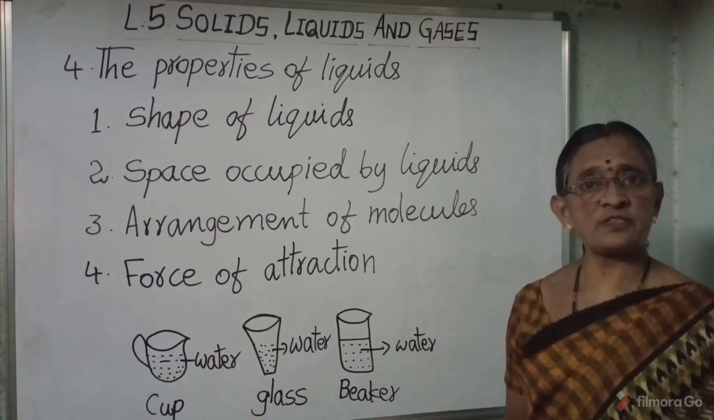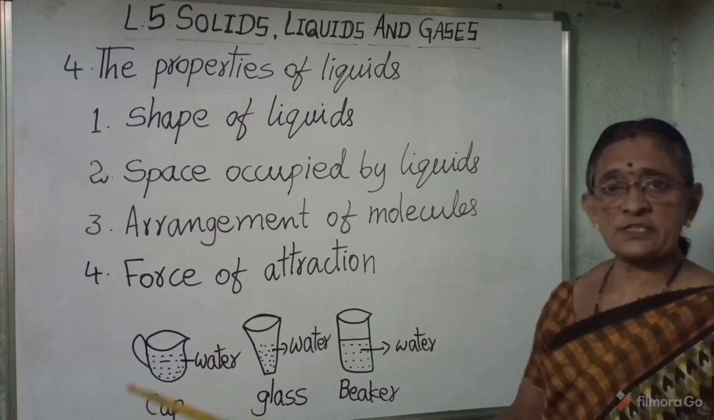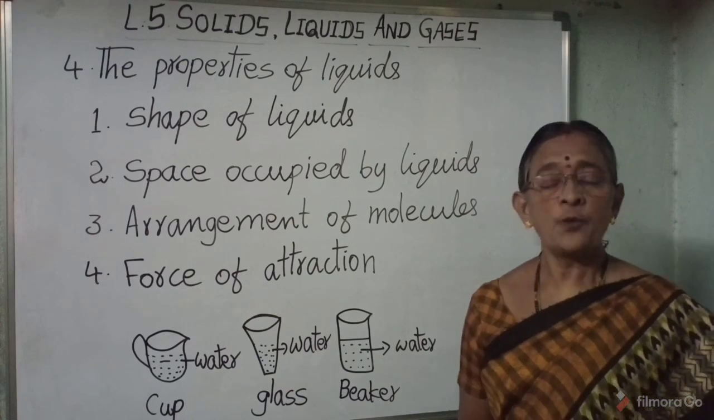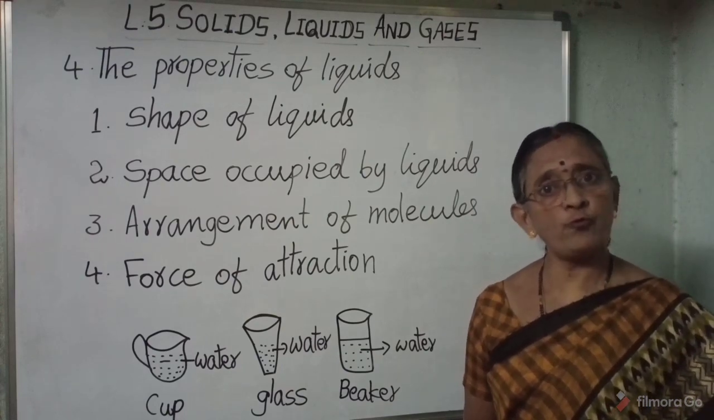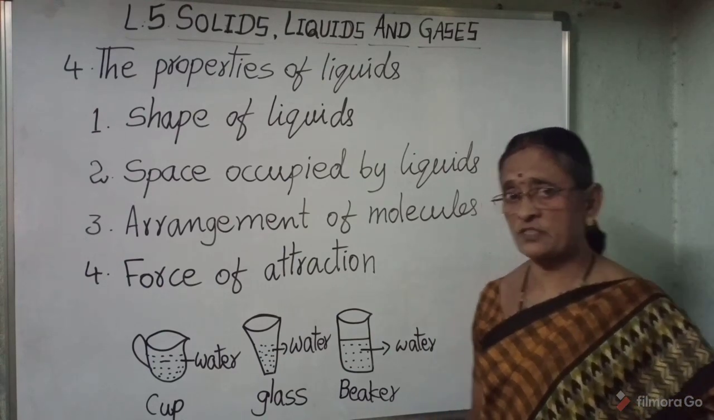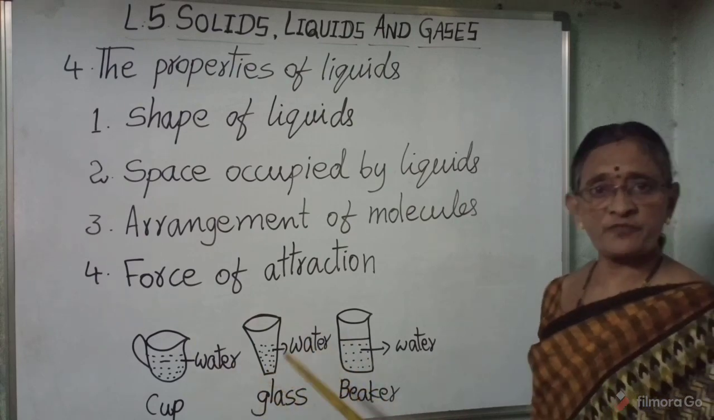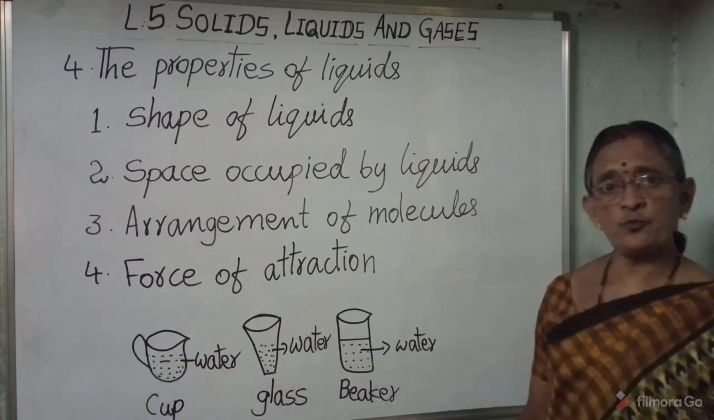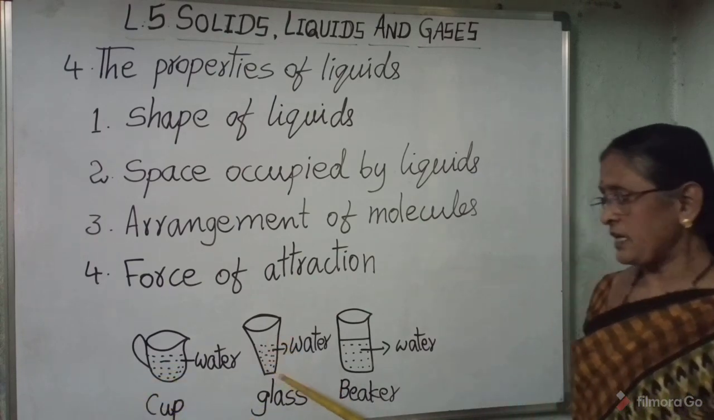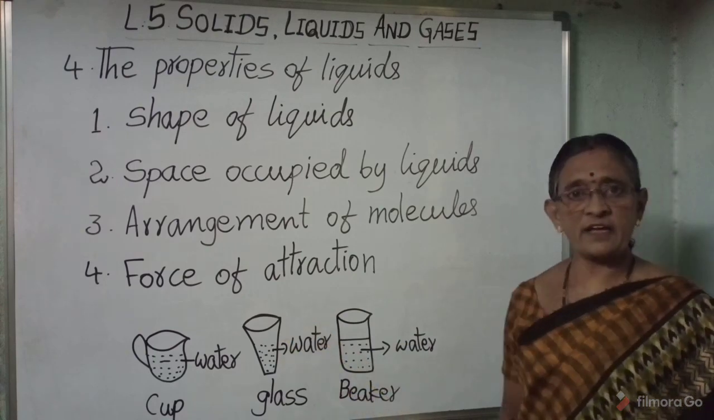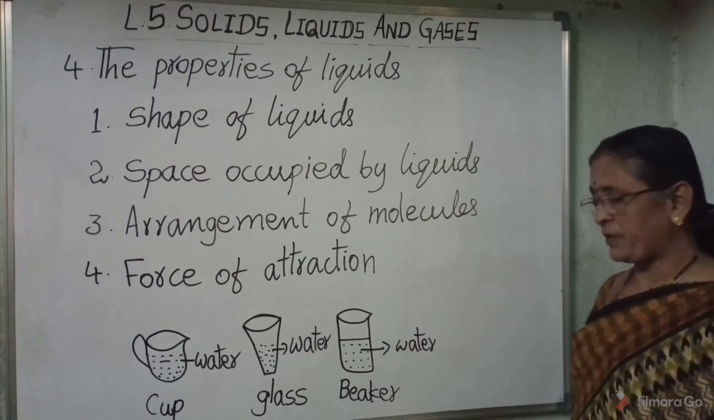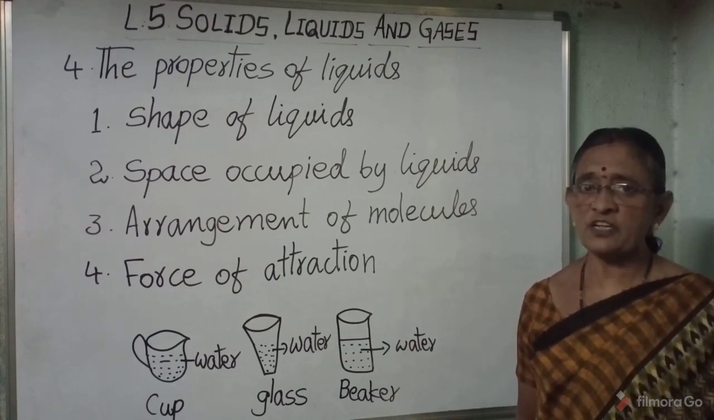To understand the properties of liquids, let us do a simple activity. Take three different shapes and sizes of container. Pour water in all the three containers and observe. You will observe that the water takes the shape of the container. For example, when you pour water in a cup, the water appears like the shape of a cup. Same, if you pour water in a glass, the water appears like the shape of the glass. If it is kept in a beaker, it appears like the shape of the beaker.